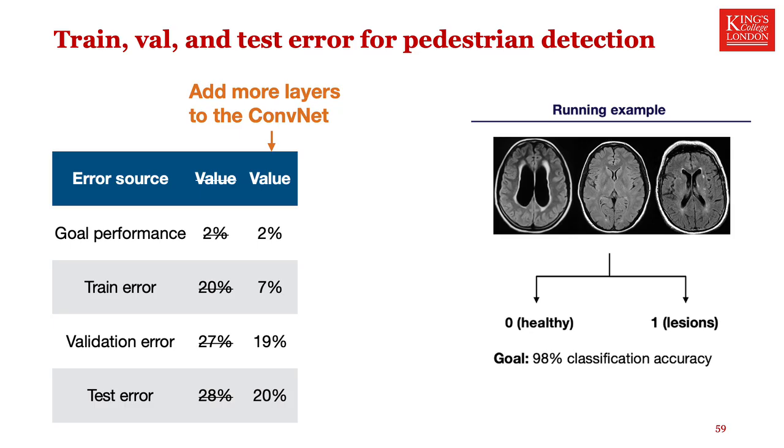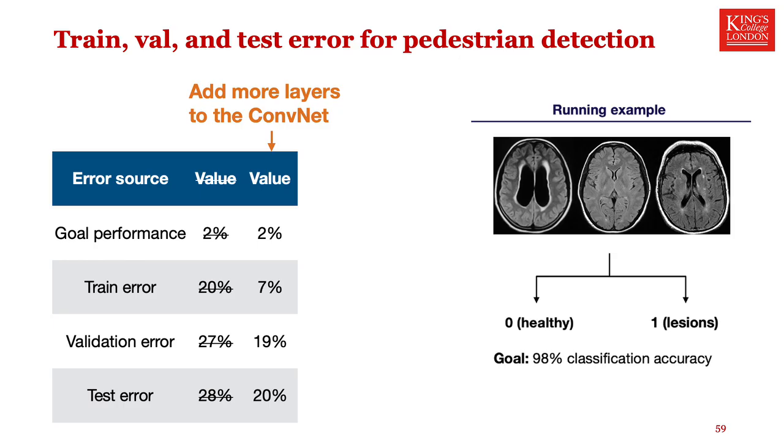So if you were to add more layers to a convolutional neural net, what you'd expect is a behavior like this. You'd expect the training error to go down from 20% to 7%. So there is much less underfitting because you've added more layers. And because there is less underfitting, the model is now fitting the data better. There is still some degree of underfitting. And normally, if the model is underfitting less, the validation performance should also improve.